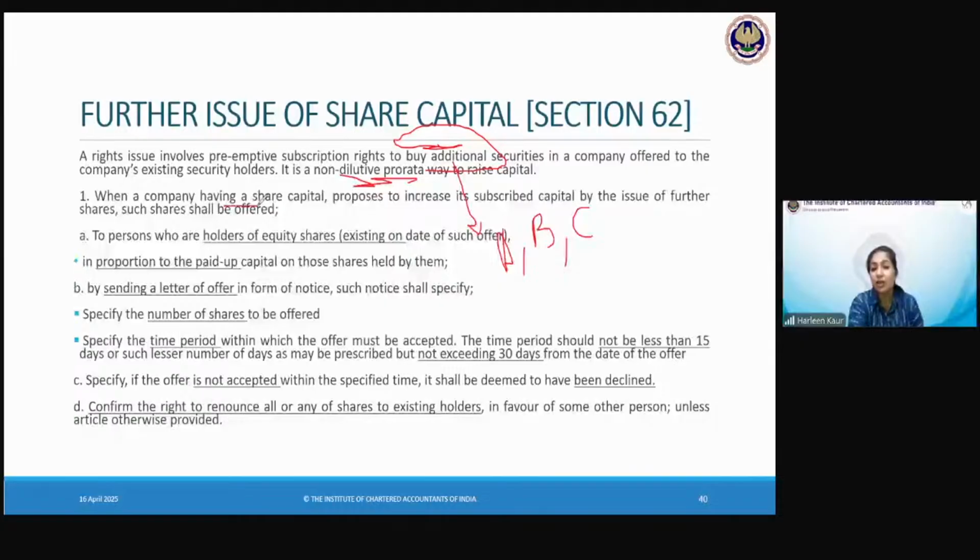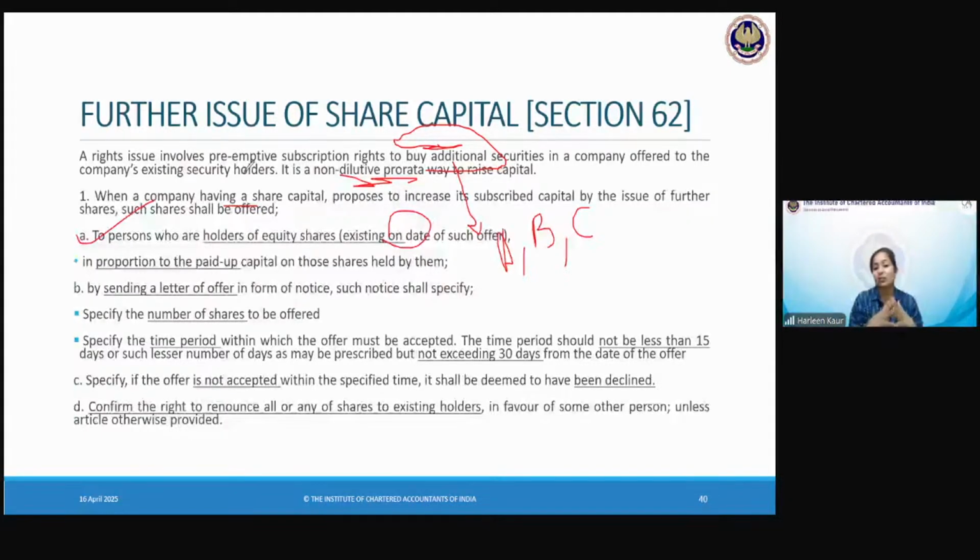When a company having a share capital proposes to increase its subscribed capital by issue of shares, such shares will be offered to the holders of equity who are existing on the date of offer. So I told you there are 3 shareholders, A, B, C, who are already existing shareholders. So this is just a preemptive subscription right, a right which has been available. This is the basic right which is given to the shareholders. So the right is given to the existing shareholders that in proportion to the paid up capital, you can buy the shares. Whatever is your proportion of share capital, in proportion to that paid up share capital, you can buy more shares.